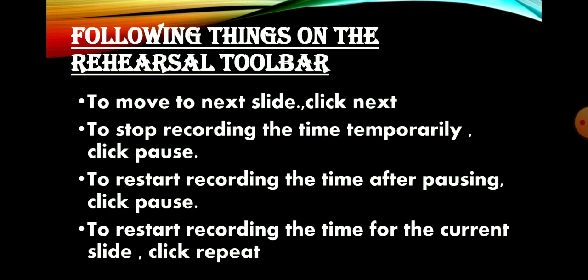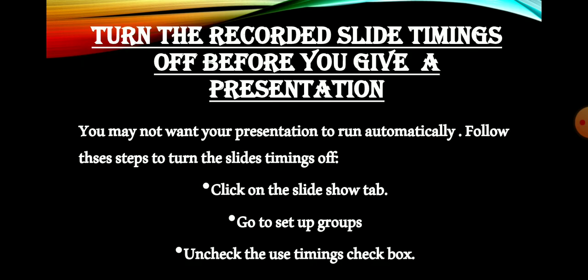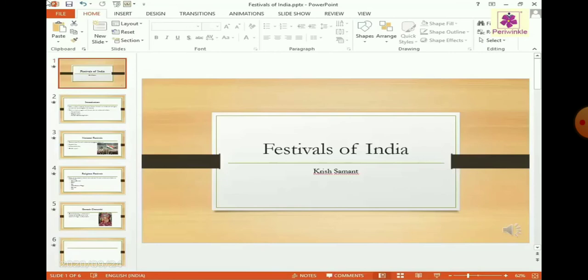Now, how to turn the recorded slide timings off before you give a presentation. You may not want your presentation to run automatically. Follow these steps to turn the slide timings off. Click on the Slideshow tab, go to the Setup group, uncheck the Use Timings checkbox. Now student, watch this video.